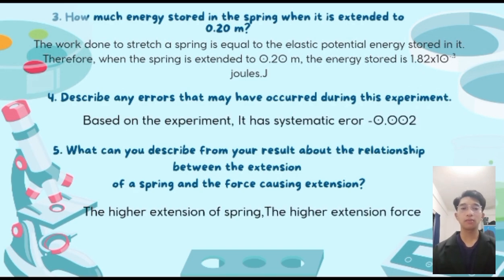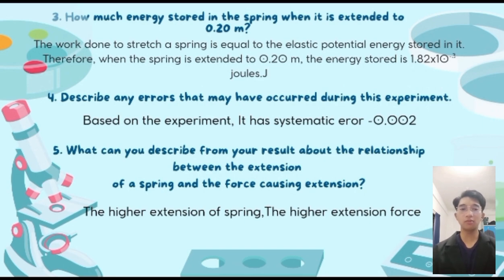How much energy can we store in the spring when it is extended to 0.20 meter? The work done to stretch a spring is equal to the elastic potential energy stored in it. Therefore, when the spring is extended to 0.20 meter, the energy stored is 1.2 × 10^-7 joules.